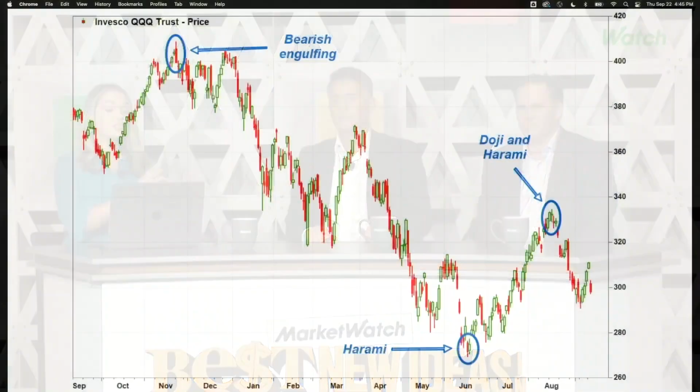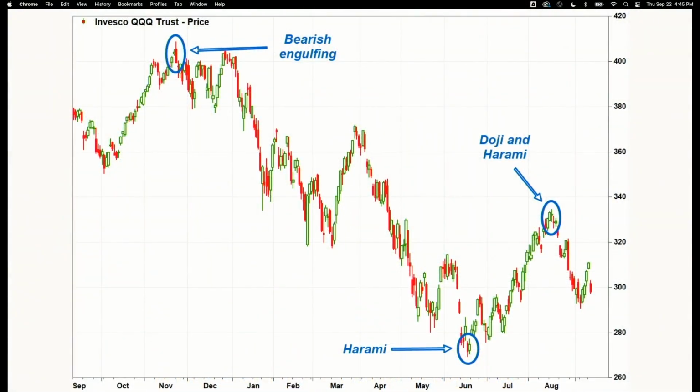Let's zoom in on these charts, because we gotta give everyone a bit better of a look here. So that was the previous chart, but just zoomed in. So let's talk about some of these candle patterns that we see here. Yeah. Walk us through this.